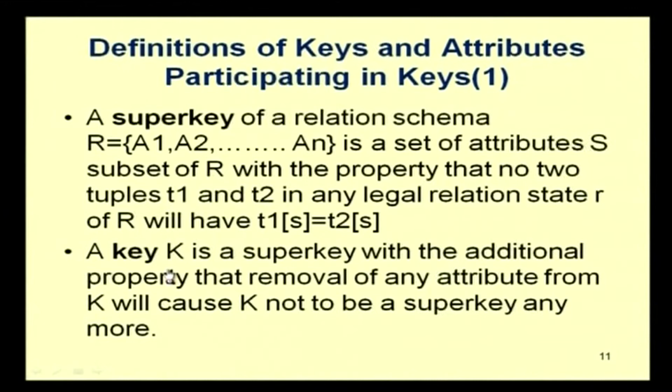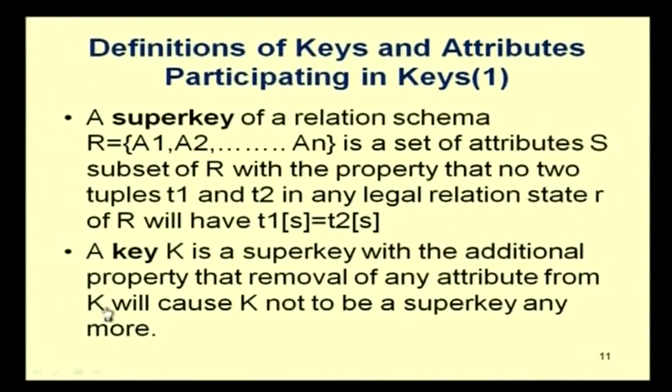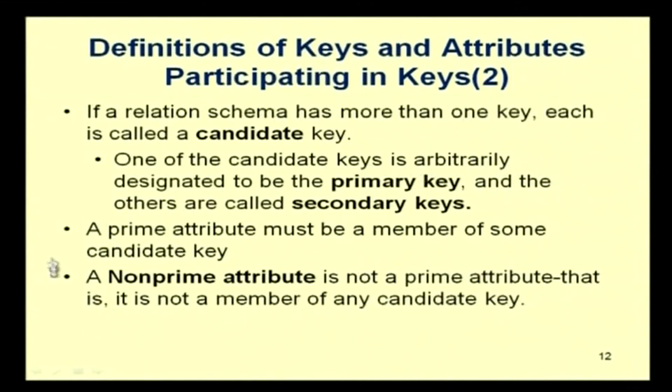A key K is a super key with the additional property that removal of any attribute from K will cause K not to be a super key anymore. This is the definition of key that we are giving here. So, you have super key and you have key. A super key is a set of attributes that will not have the same values across tuples. Now, out of that super key, if you remove any attribute, it will cause K not to be a super key. If you do not have any such attribute, then K is called a key.